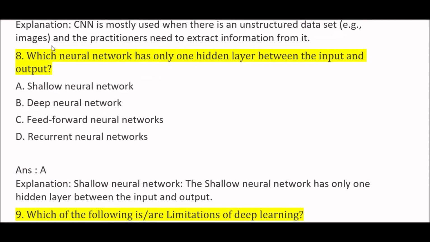Next question. Which neural network has only one hidden layer between the input and output? Option A, shallow neural network. Option B, deep neural network. Option C, feed-forward neural networks. Option D, recurrent neural networks. Right answer here is option A, shallow neural networks. Shallow neural networks have only one hidden layer between the input layer and output layer. Option A is correct here.